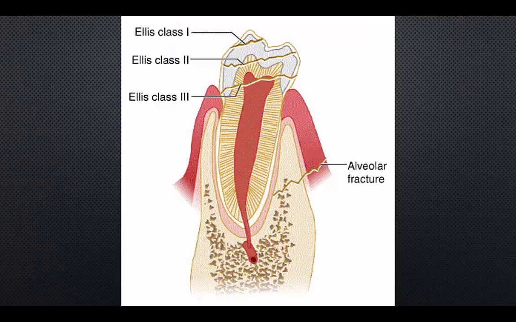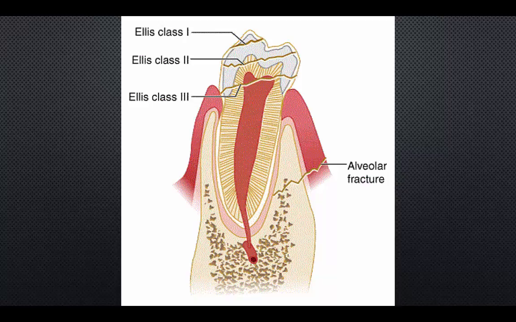Tooth fractures are divided into 3 categories based on the depth of injury and the tooth layer involved. They can be referred to based off of the Ellis classification. Ellis Class 1 is a fracture involving the enamel and does not require emergent interventions. Dental follow-up should be established within several days.